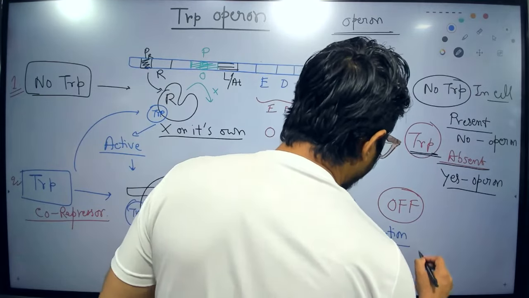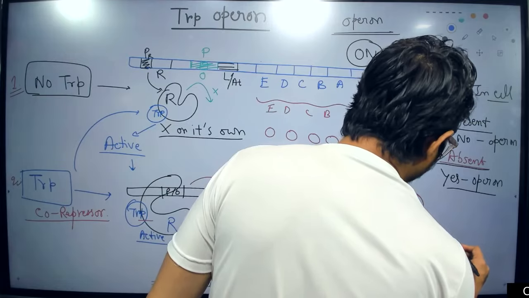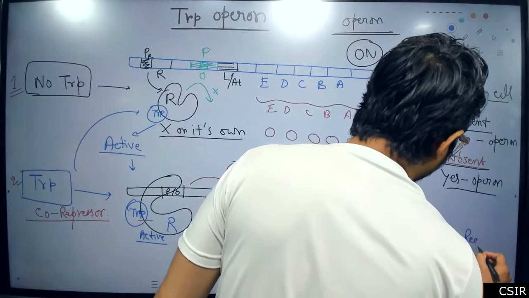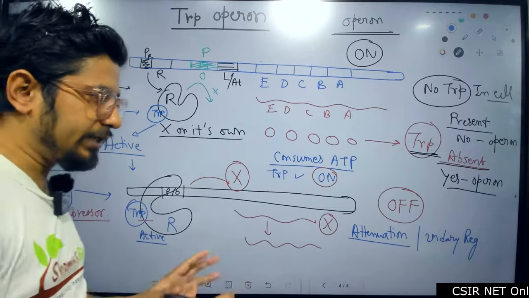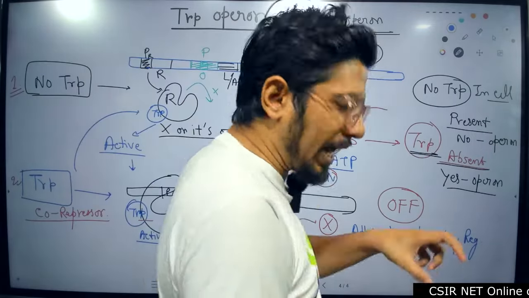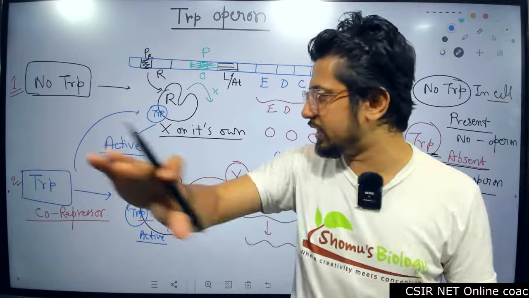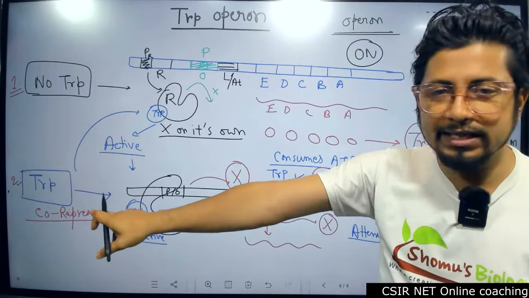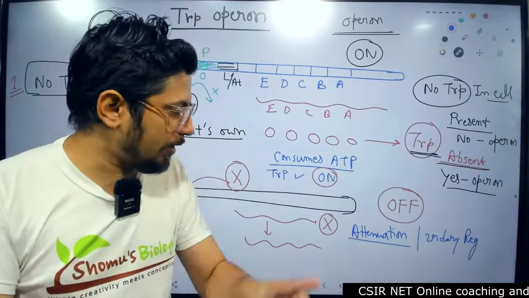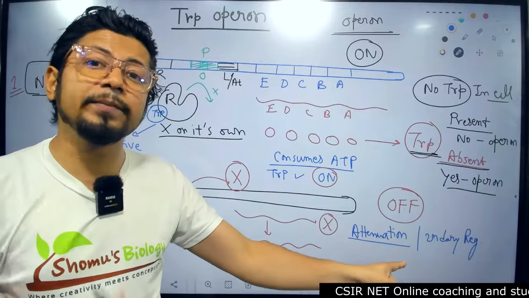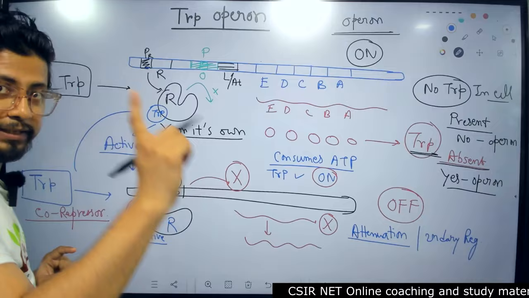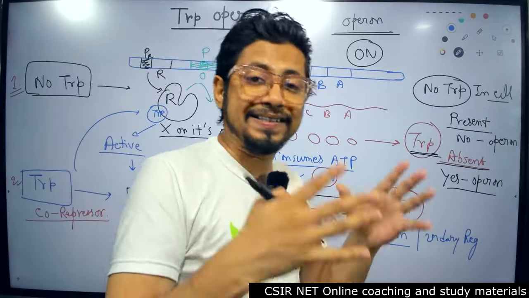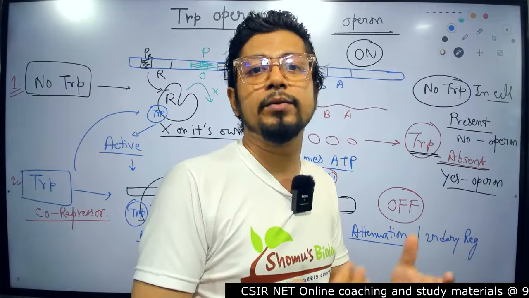So attenuation is a secondary regulation or secondary control right after the operon regulation. Primarily the operon regulation is done by tryptophan. If it fails somehow, then we have a second option of attenuating and terminating the process of tryptophan operon when the tryptophan is adequately present in the environment. Keep this in your mind. This is where the importance of attenuation comes in.